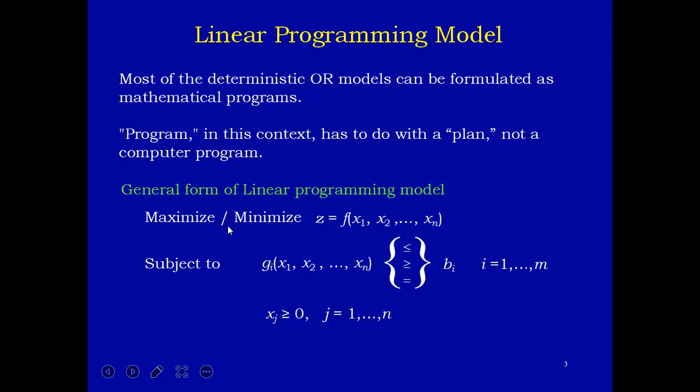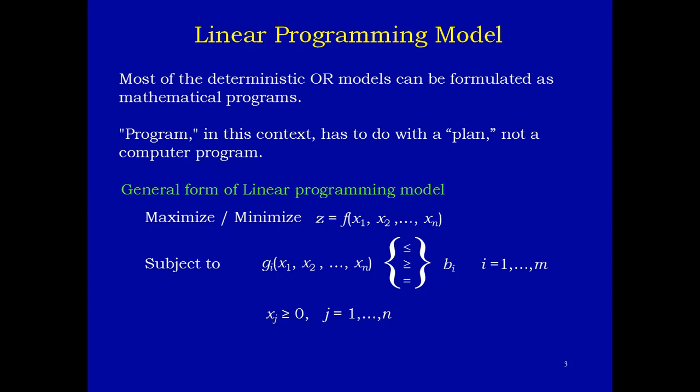We can also write the general form of a mathematical program or linear programming model in short form: maximize or minimize z equals f of x1, x2, dot dot xn, and all the constraints, m linear equations with n decision variables, can be written like this. This is called constraints or limitations. And xj, where j equals 1 to n, are all non-negative. This is also called the non-negativity restriction.